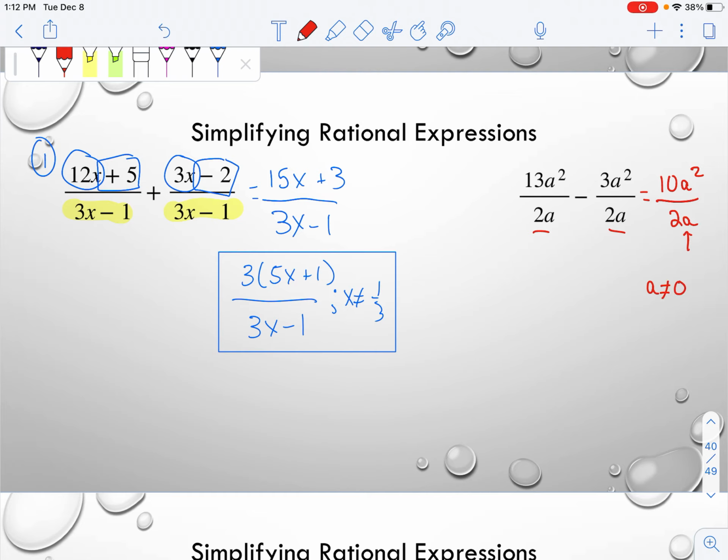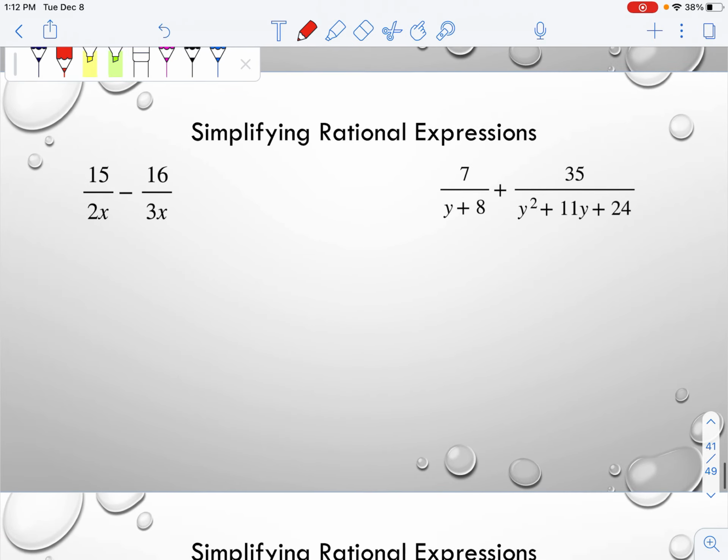But I can also divide some things out. 10 divided by 2 is 5. And then a squared over a is a. So my answer is 5a, where a cannot equal 0. So two pretty simple ones where we already have the denominators the same.